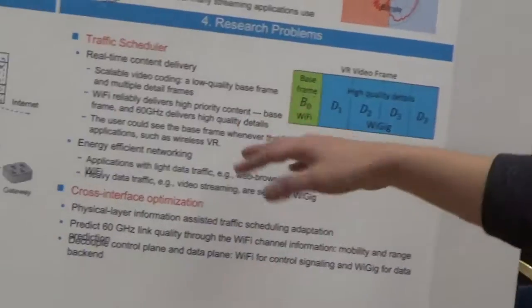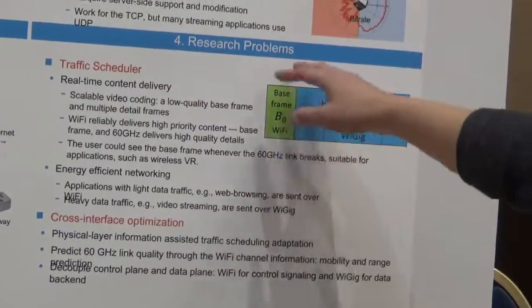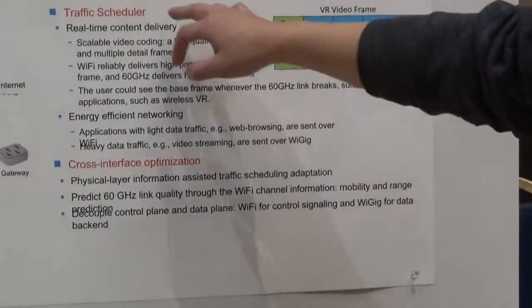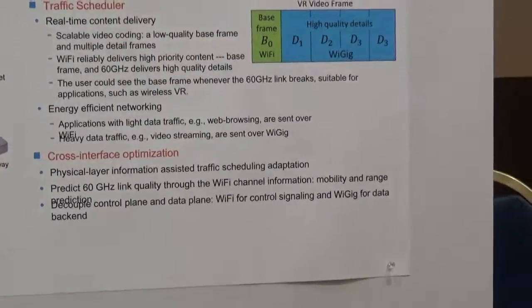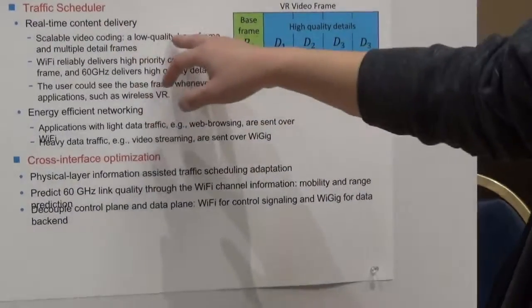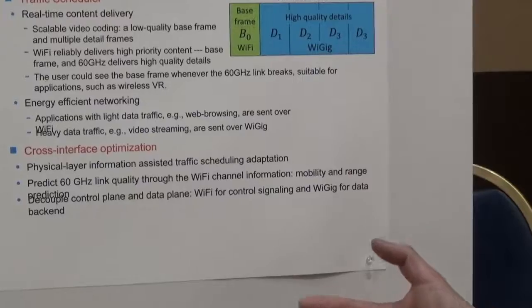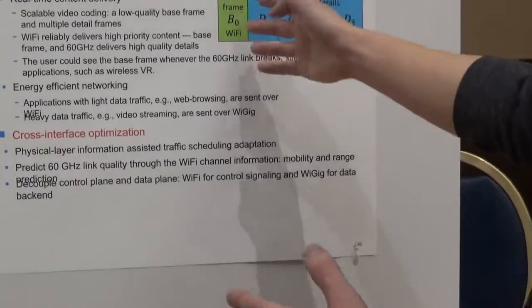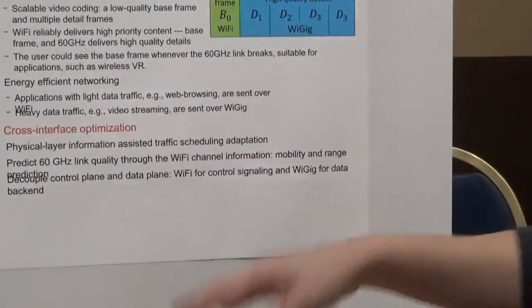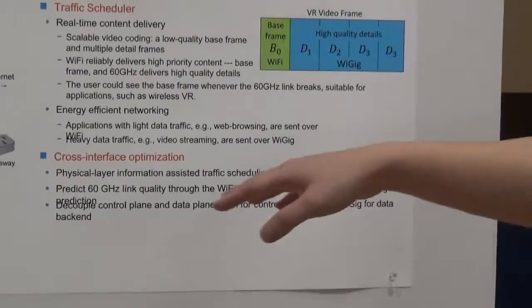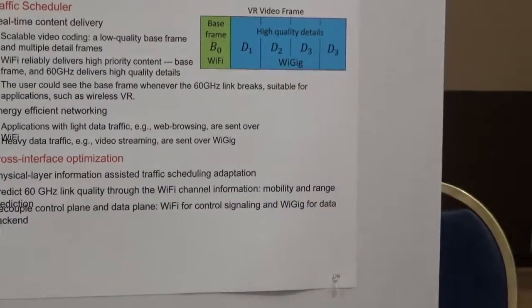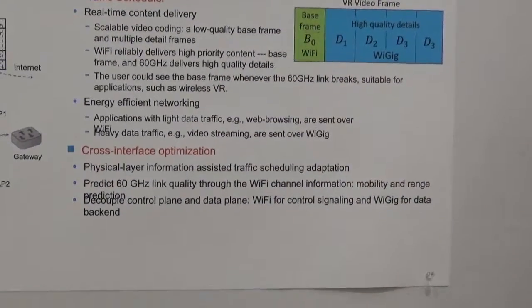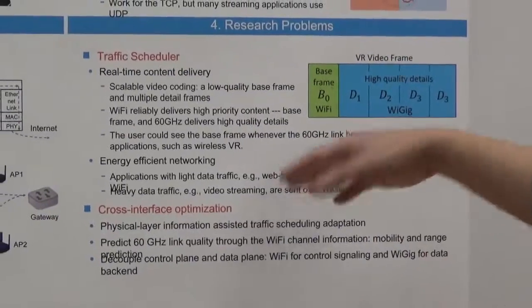And on top of that, we can have several different research problems here. One is we need to design different GPU schedulers. For example, for real-time condensed video, we can use SVC coding that will encode a video frame into a low-quality base frame and a detail frame. The low-quality base frame will be sent over Wi-Fi, which is reliable, and the detail frame will be sent over the 60 link. Even though some packets over the 60 links may be lost, the users can still see the video content because the base frame will be received.